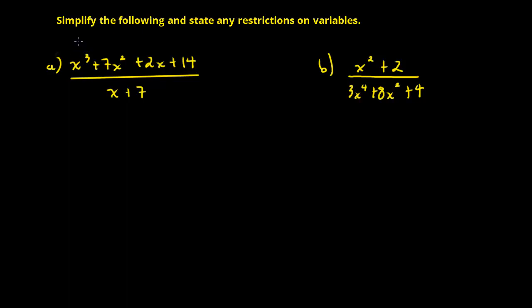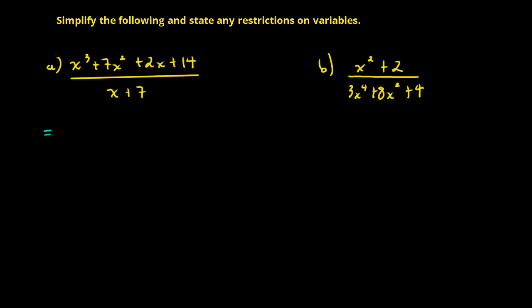Hi everyone, in this video we're told to simplify the following and state any restrictions on the variables. In the last video we looked at how to simplify rational expressions and the fact that we need to state restrictions on variables before we reduce the expression. So here we've got x cubed plus 7x squared plus 2x plus 14 divided by x plus 7.